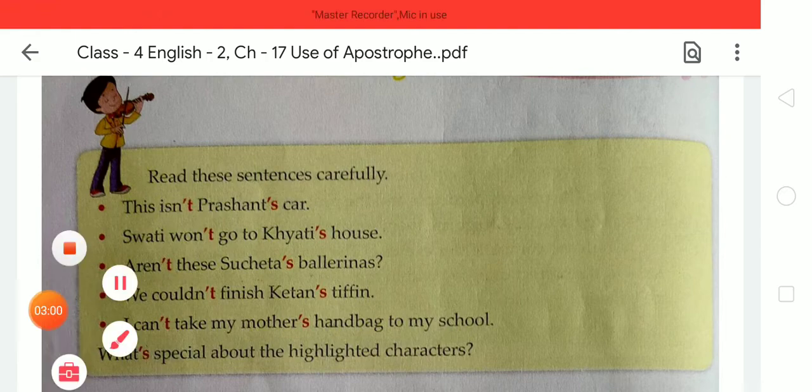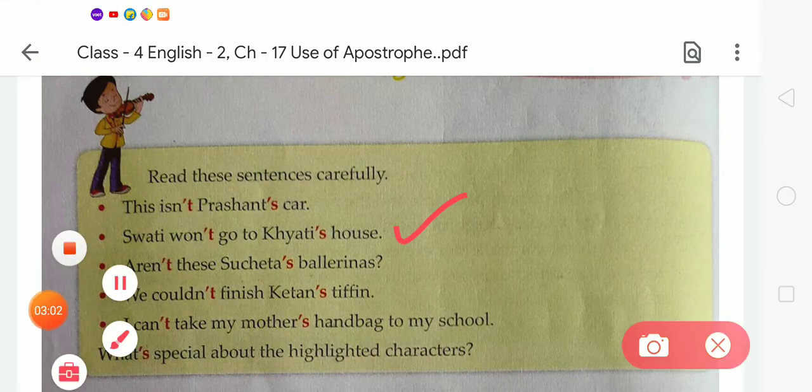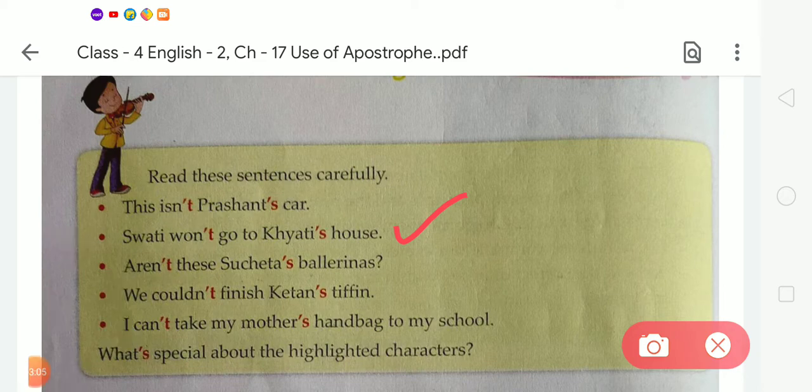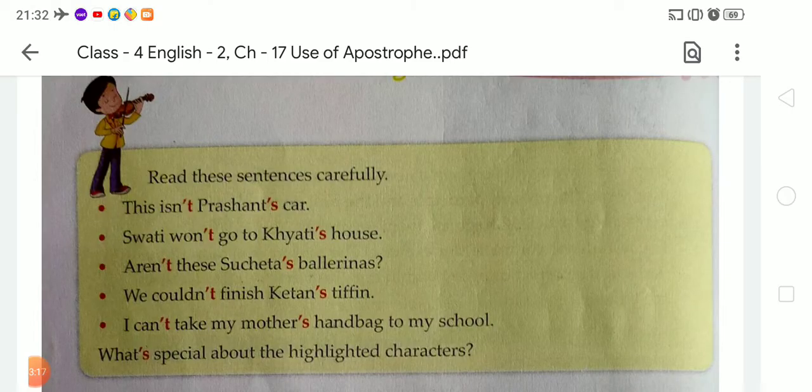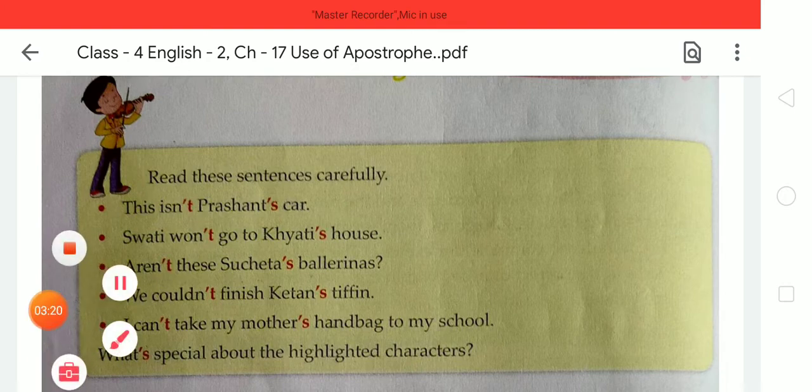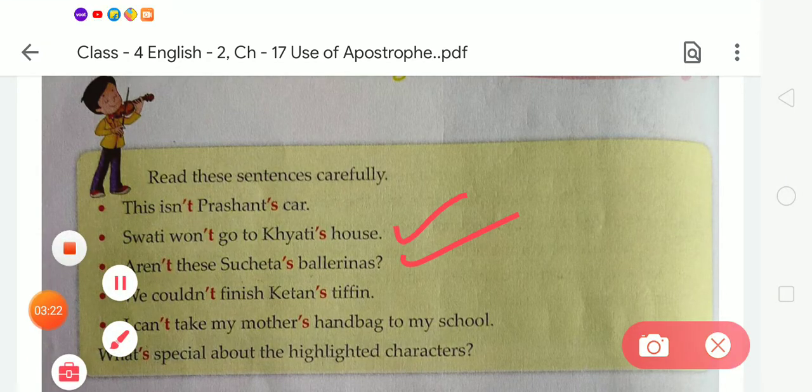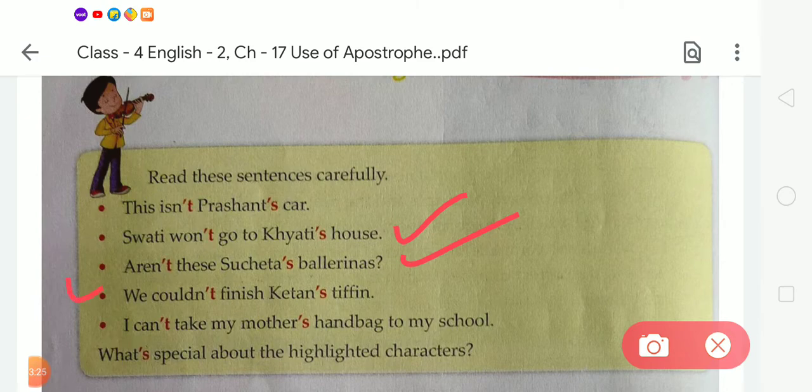Next, the second sentence: Swati won't go to Khyati's house. Third: Aren't these Sucheta's ballerina? Next: We couldn't finish Ketan's tiffin. I can't take my mother's handbag to my school. What's special about the highlighted characters?